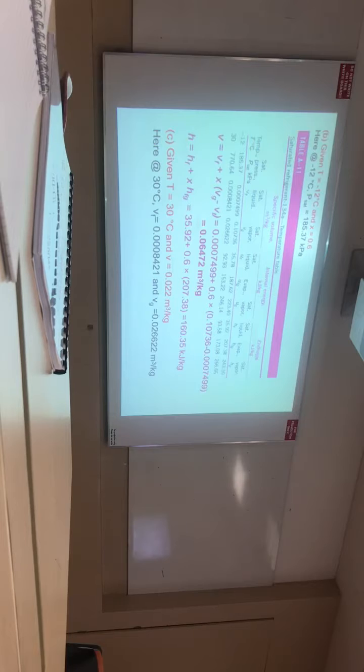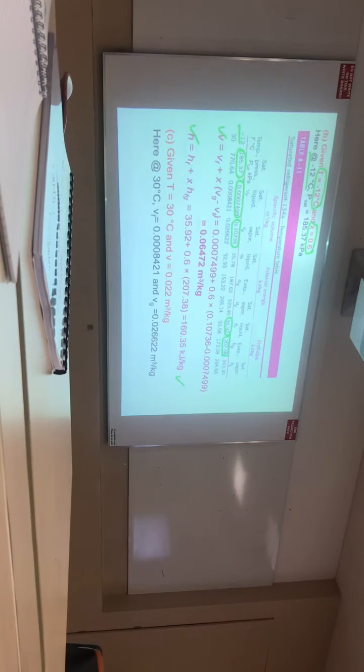Then B. What is the state point? -12 and 0.6. At -12, this is the saturation pressure. This is the VF. This is the VG. Then you can calculate V. Then you can calculate H, because you know HF, you know HFG. You substitute the value, then you can get the answer.